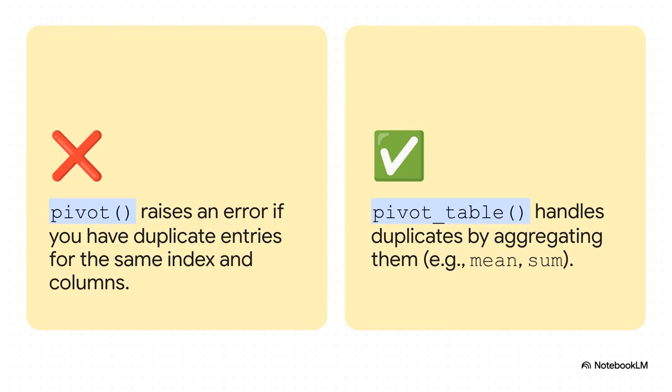This is your go-to solution for this problem. You can think of it as a superpowered version of pivot that has groupby's brain. It lets you tell it how to handle those duplicates by giving it an aggregation function, like, hey, just take the average, or add them up.